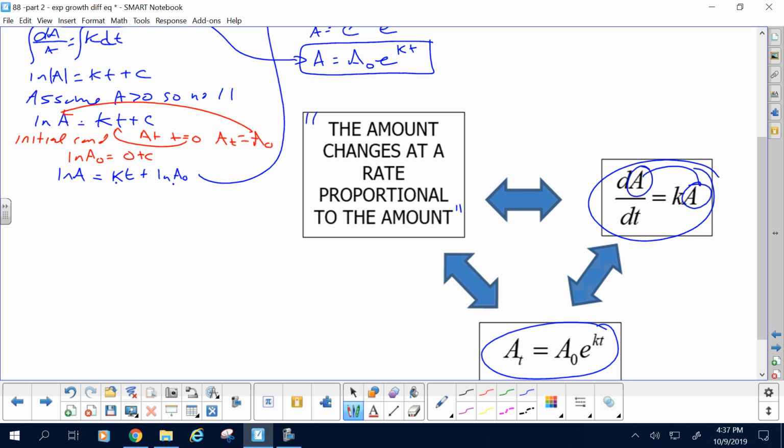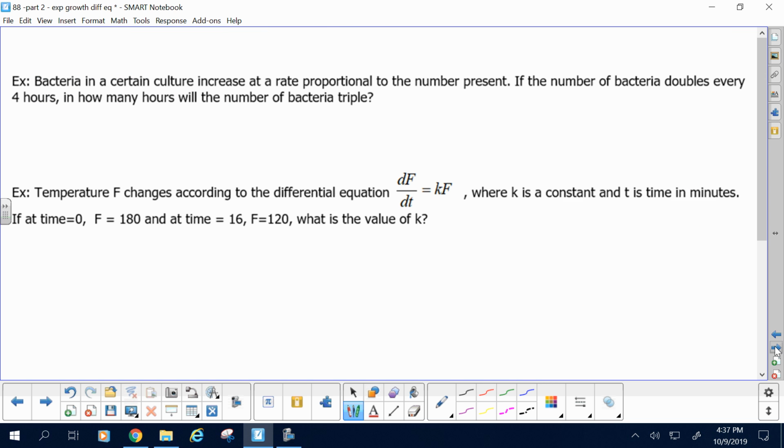All right. So you need to recognize this term when you get to some problems. For example, when I say bacteria in a certain culture increase at a rate proportional to the amount present, I understand that the bacteria, that right away screams pre-calc exponential growth problem, but what I want you to focus on is this part. Increase at a rate proportional to the amount present. That's calculus code for dA/dt is a constant times the number present. All right?